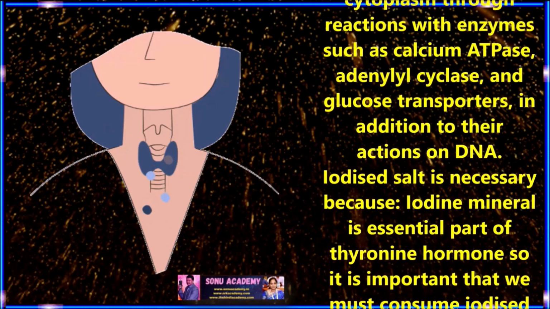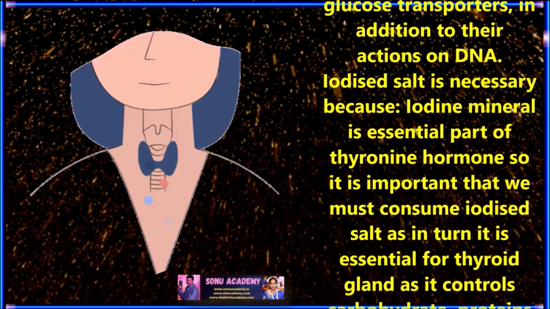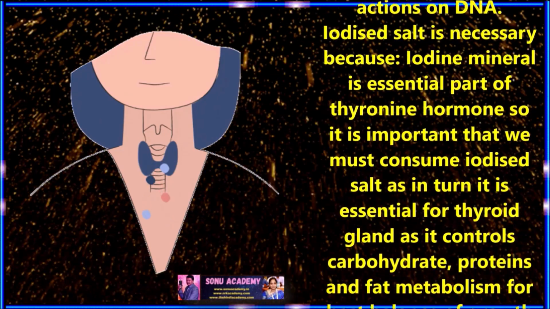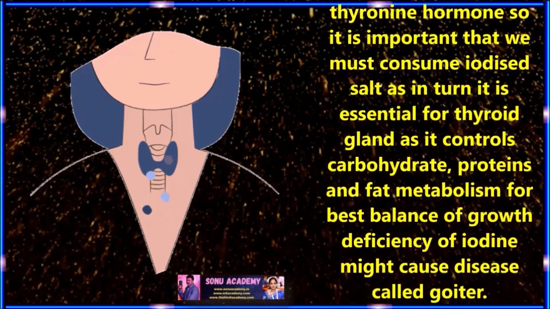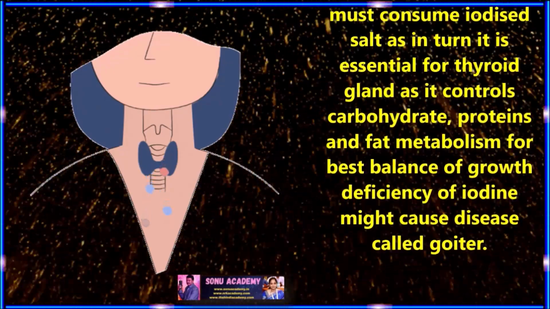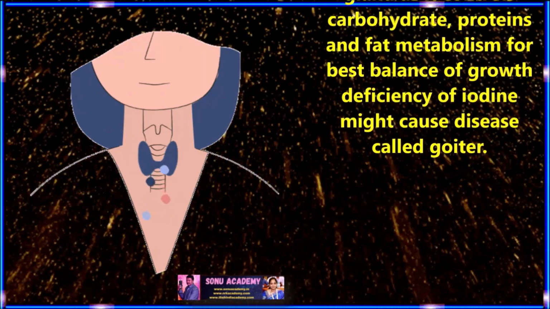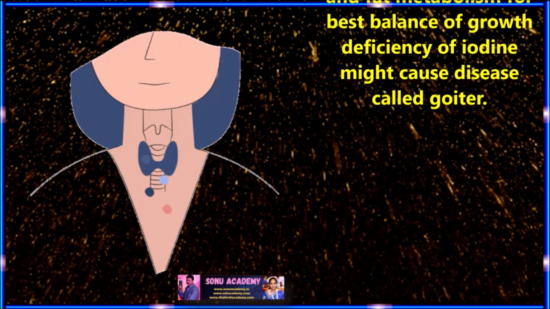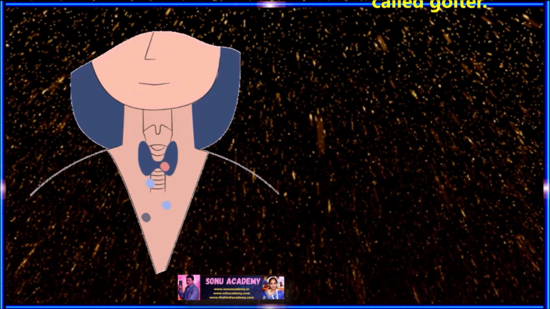Iodized salt is necessary because the mineral iodine is an essential part of thyroid hormone. So it is important that we consume iodized salt, as in turn it is essential for the thyroid gland, as it controls carbohydrate, protein and fat metabolism. For the best balance of growth, a deficiency of iodine may cause a disease called goiter.